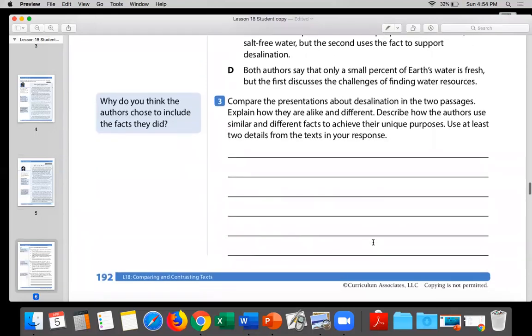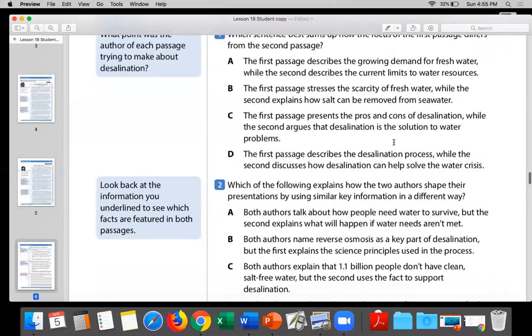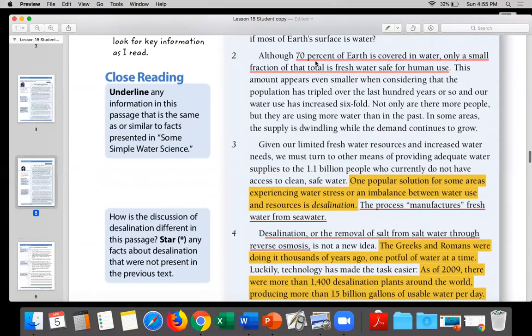All right, and then number 3, compare the presentations about desalination in the two passages. Explain how they are alike and different. Describe how the authors use similar and different facts to achieve their unique purposes. Use at least 2 details from the text in your response. So let's look back at this real quick. We underlined things that were the same.